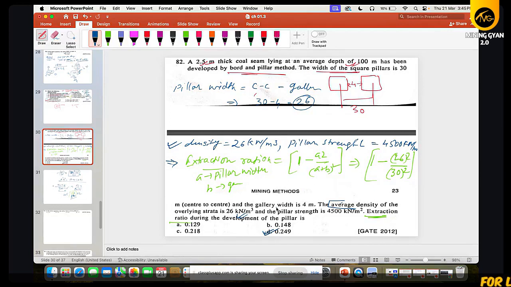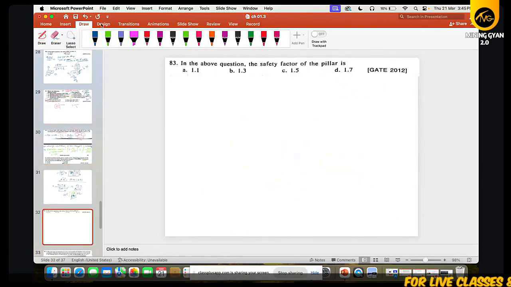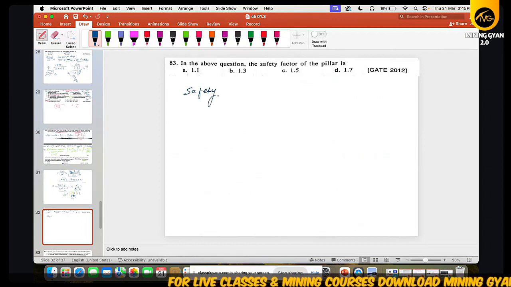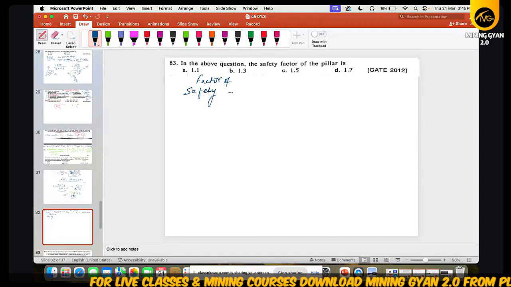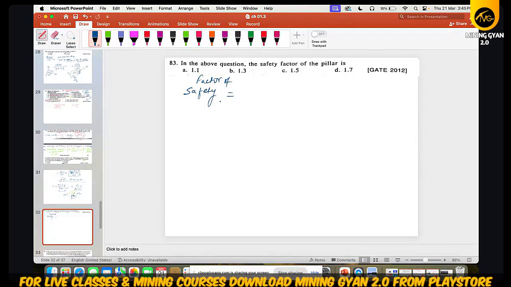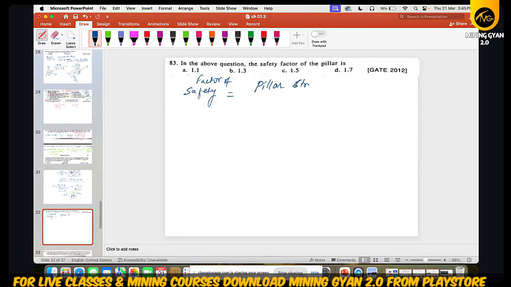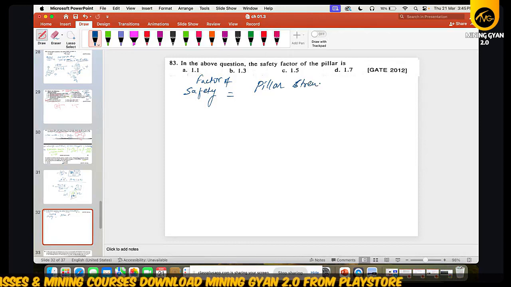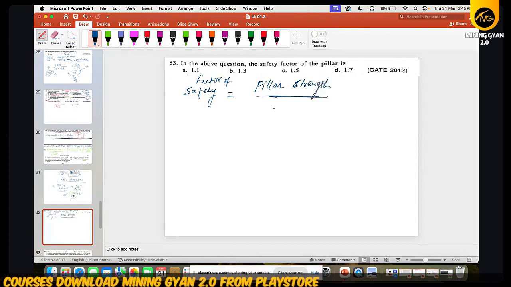In the next question they have asked us the safety factor. We discussed the formula for safety factor too. Factor of safety we have already discussed in our theory part. Factor of safety is equal to pillar strength divided by the load acting on it.